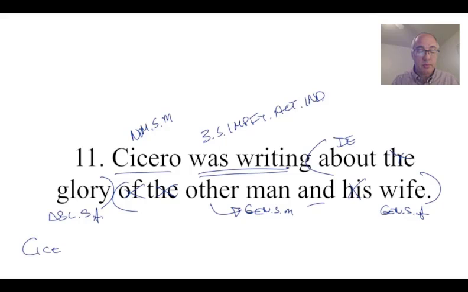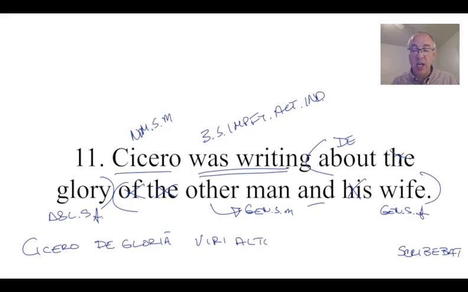Cicero. I don't want to put the word at the end. Scribebat, Cicero was writing. De gloria, about the glory. Of the other man, what do we want to use for man? Let's use viri. Alterius viri and his wife, et uxoris. I'm not sure if I would put alterius viri or viri alterius, it doesn't matter. Cicero, about the glory of the other man and his wife, scribebat, was writing.